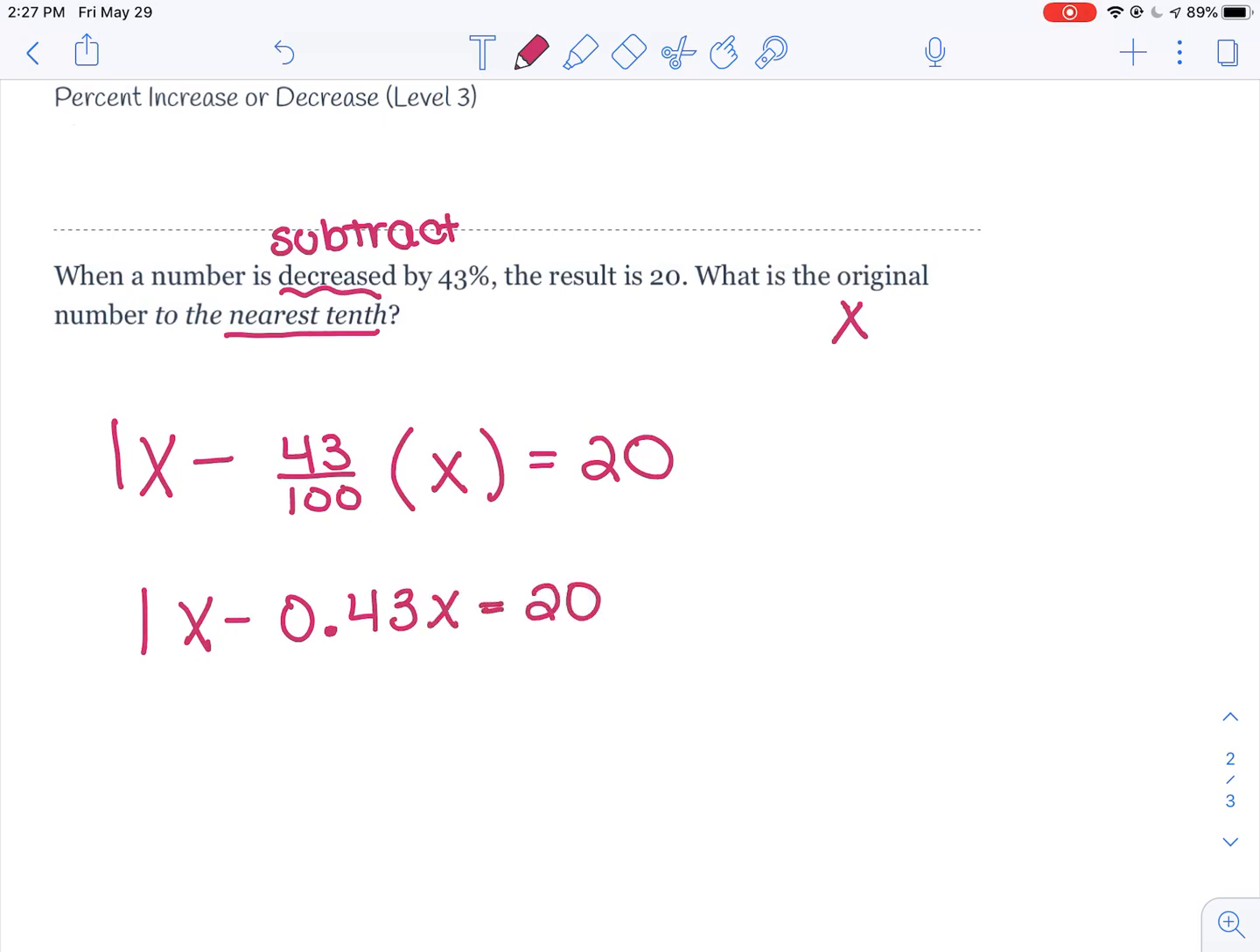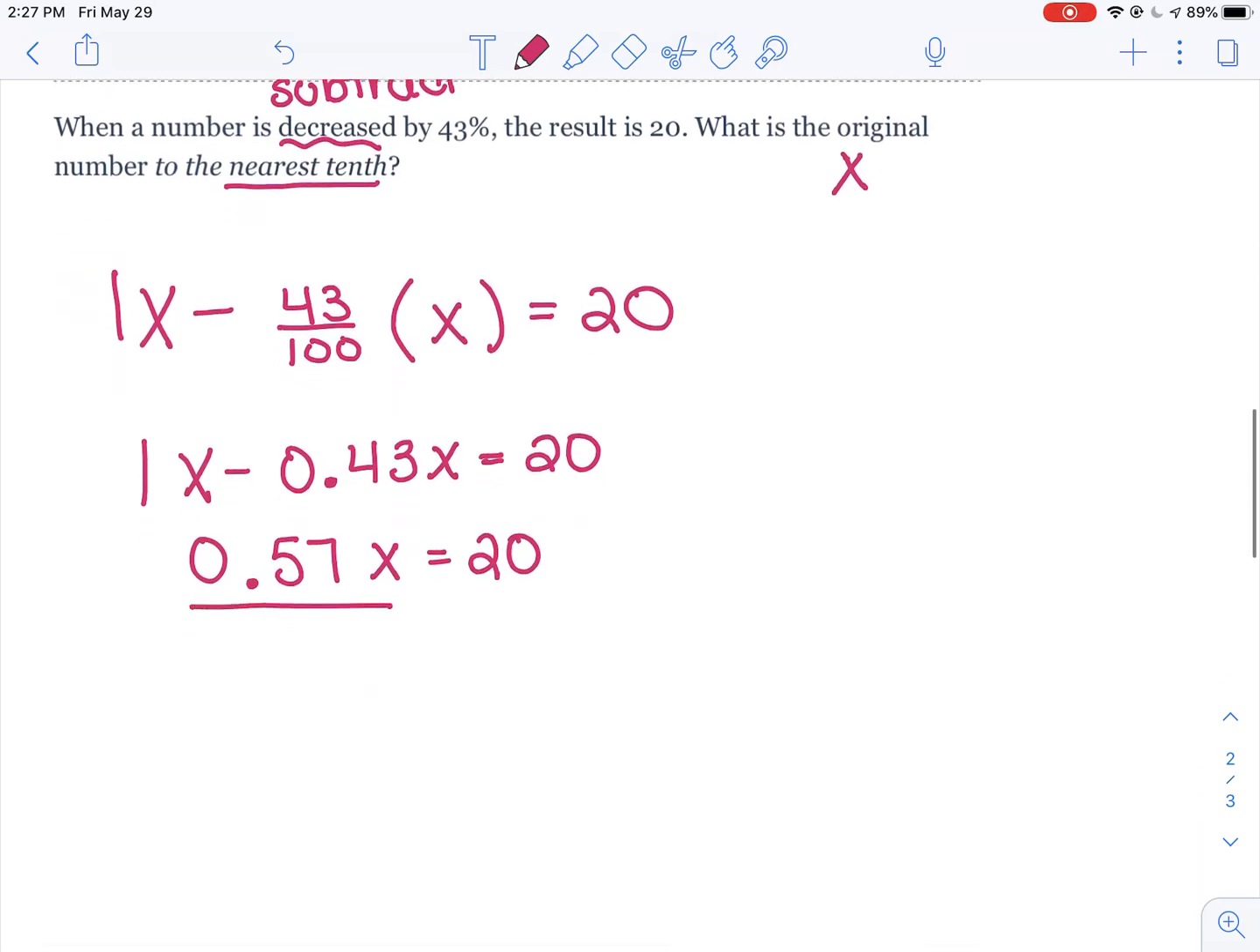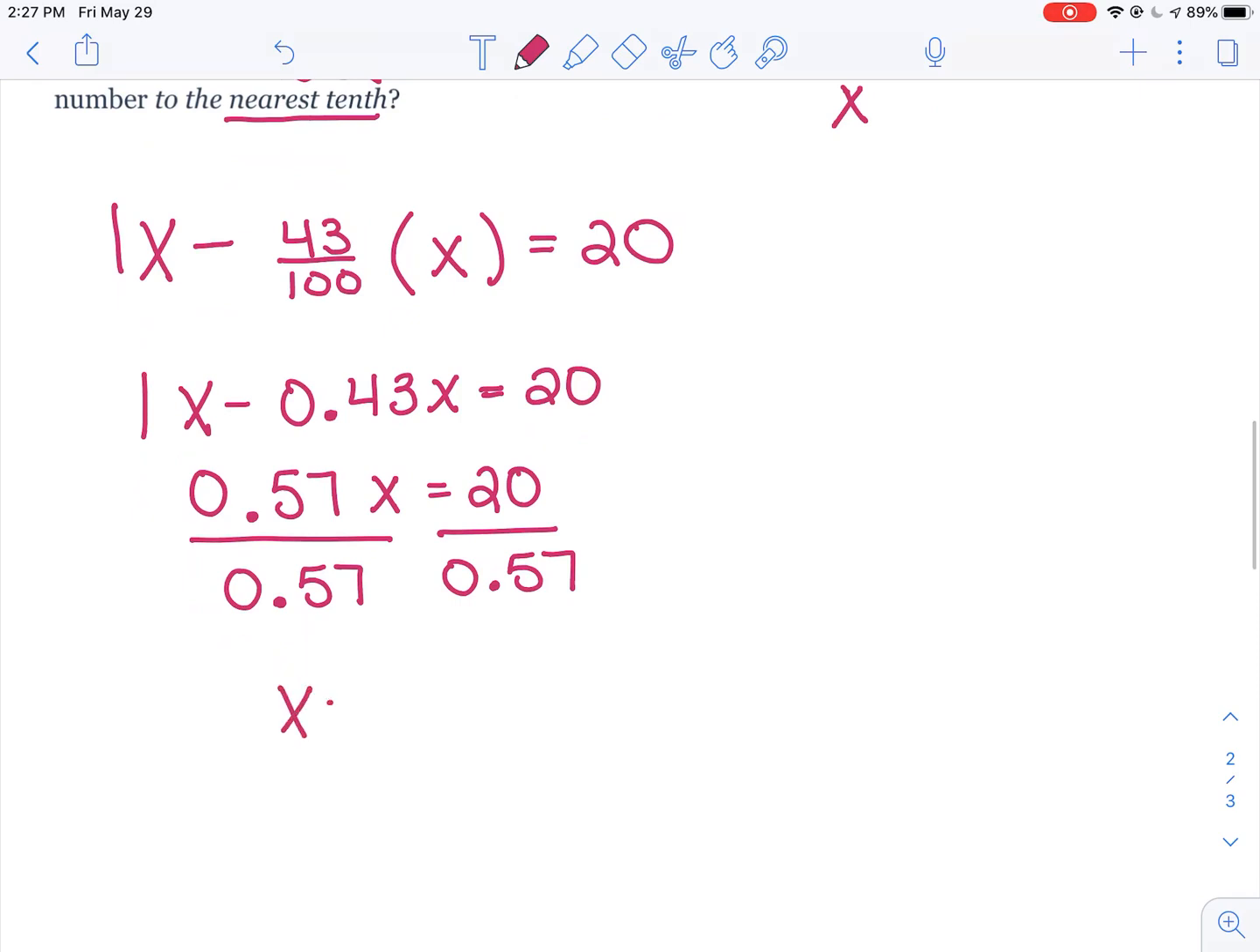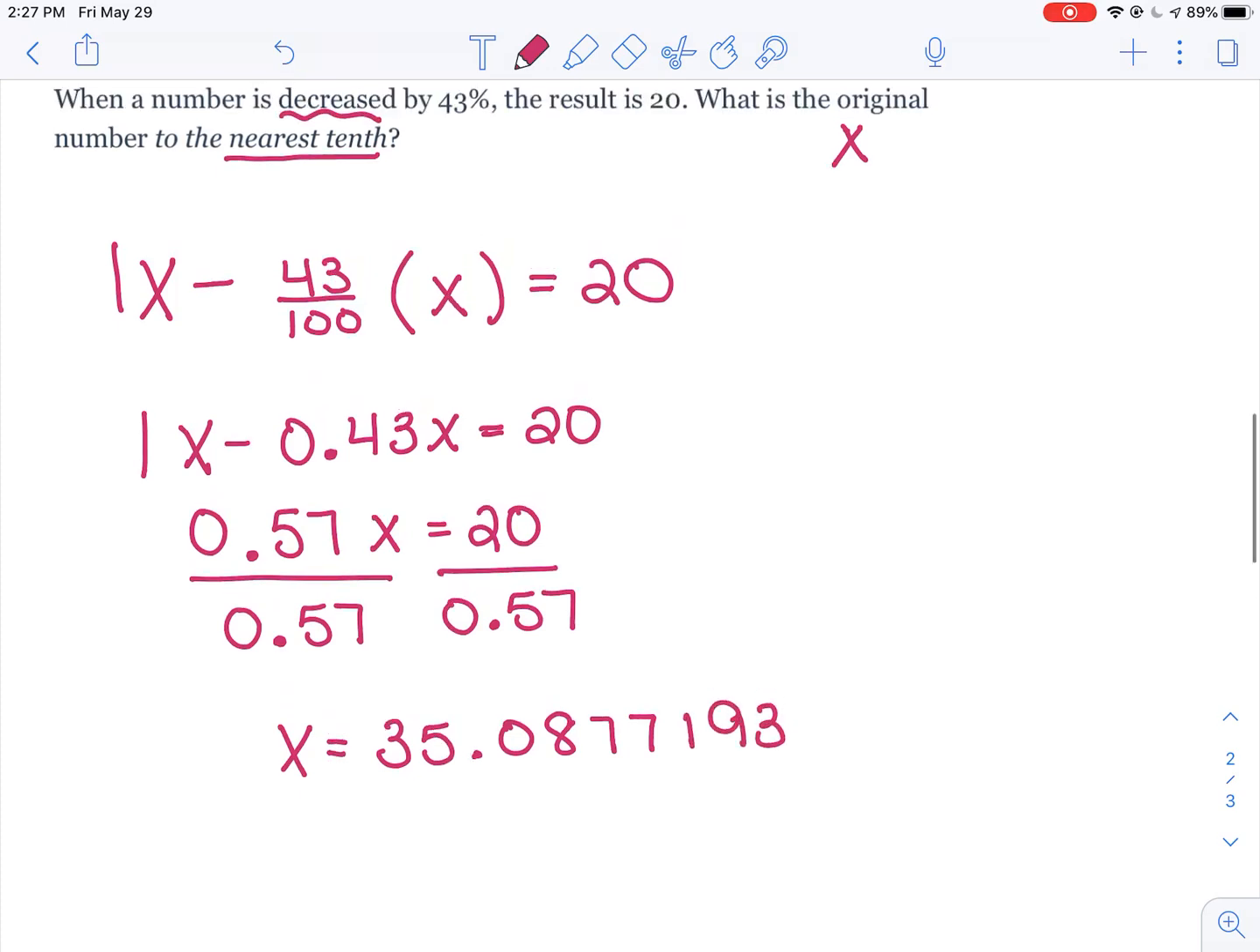And when I combine my like terms and do 1 minus 0.43, I get 0.57x is equal to 20. And I'm going to divide both sides by the number in front of the x, the coefficient, which is 0.57. And I'm going to get 20 divided by 0.57 comes out to, and I'm going to write the whole thing that I get, and then we're going to talk about rounding it. So I get 35.0877193. Now it says nearest tenth.